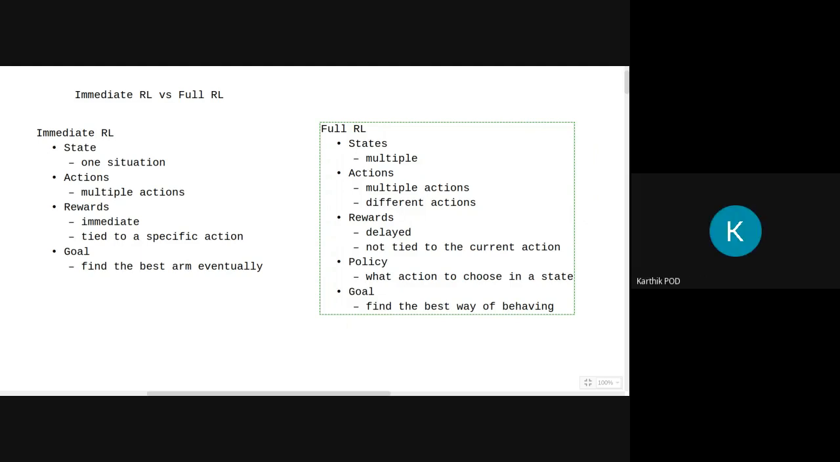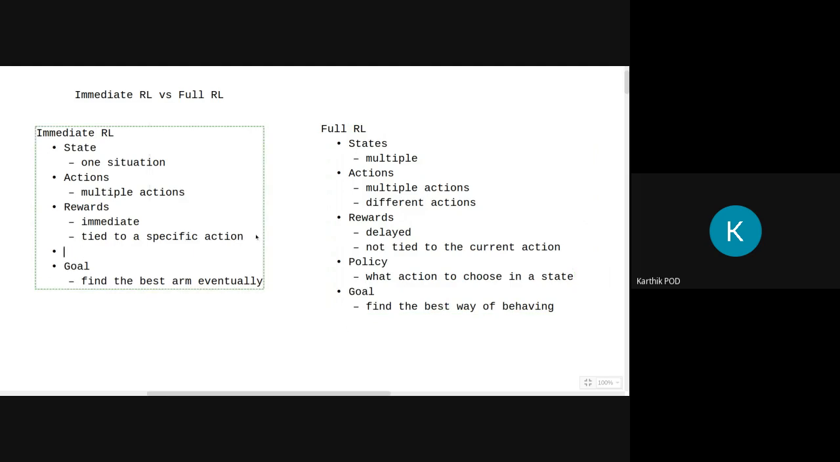Right, so that is the goal. Here also there is a policy, right? So here also we could have the notion of a policy. Policy is what action to choose, right? That's all. So the policy here is just what action to choose eventually, right? As t tends to infinity, what arm should I keep picking?